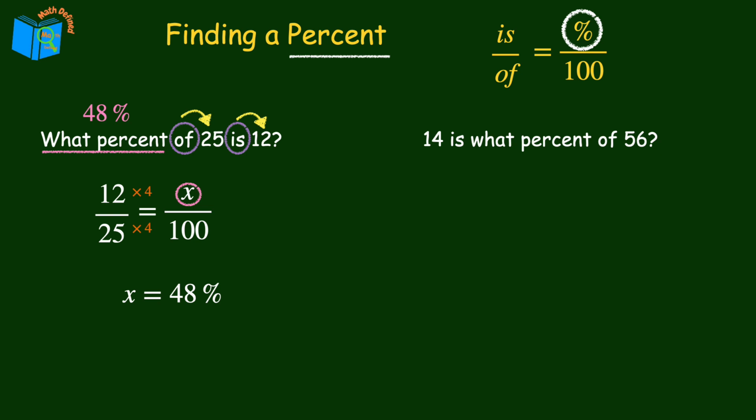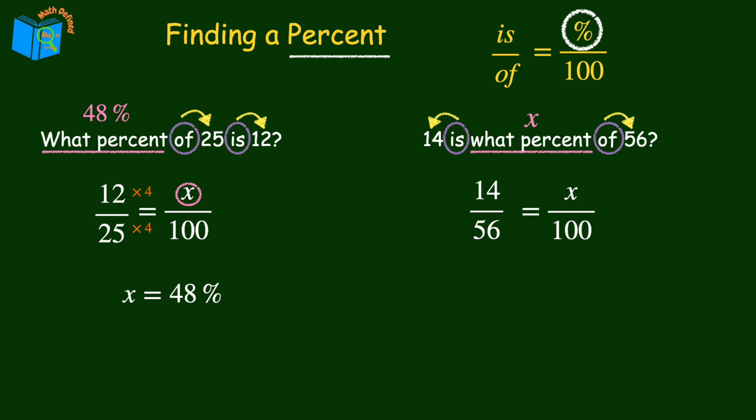One more to go. 14 is what percent of 56? We'll use x again to represent the percent. When setting up the proportion, it doesn't matter which ratio you write first. This time, I'm choosing to write the ratio for the missing percent first, x over 100. Then, using is over of, I'll write the ratio 14 over 56.